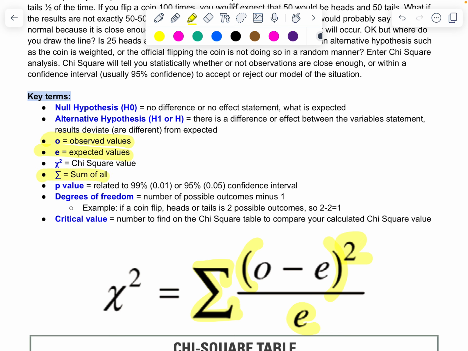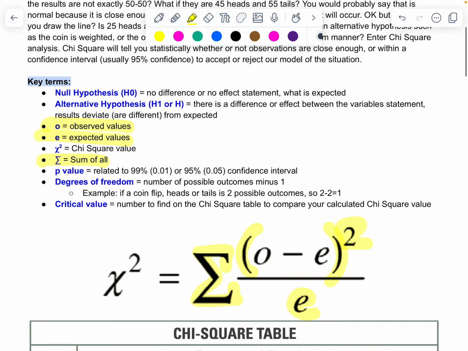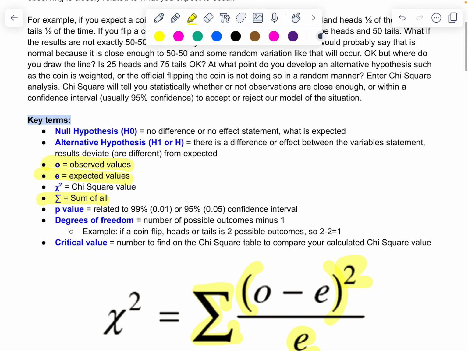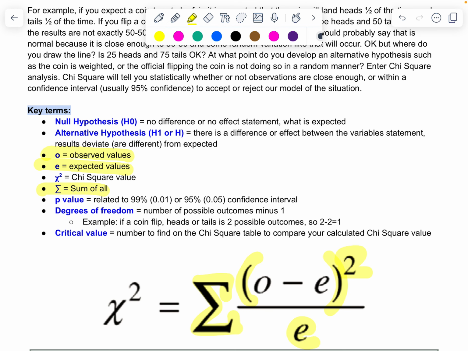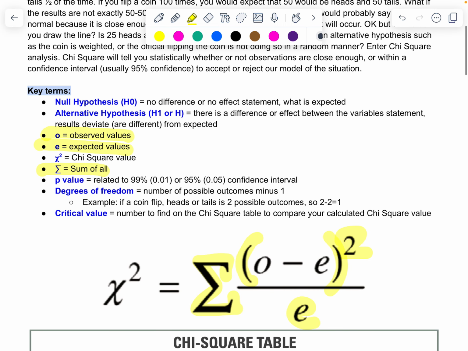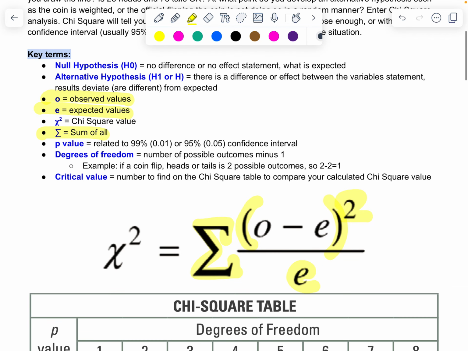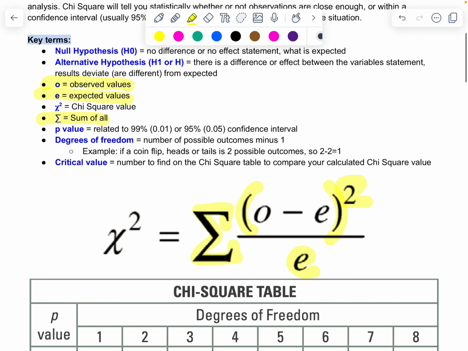What that means is that for every outcome, so if it's a penny flip, you have heads or tails, you'd have to do this math twice. You'd do observed minus expected squared divided by expected for heads, and add that to, which is what sum of all means, observed minus expected squared divided by expected for tails.